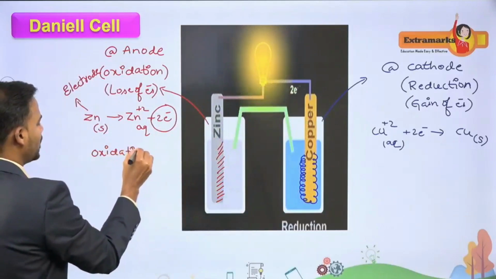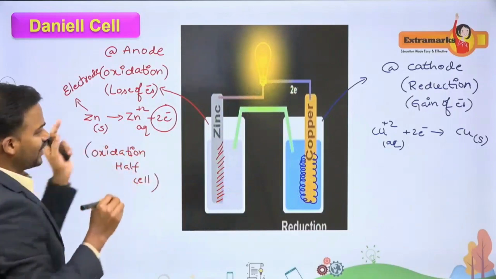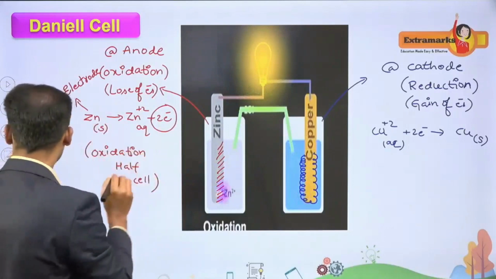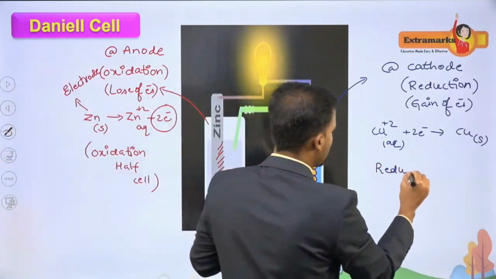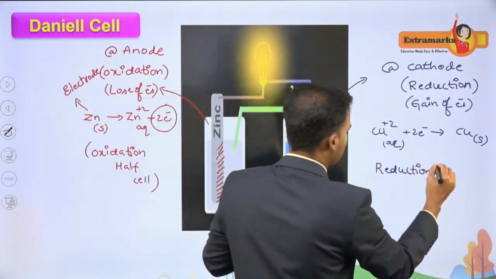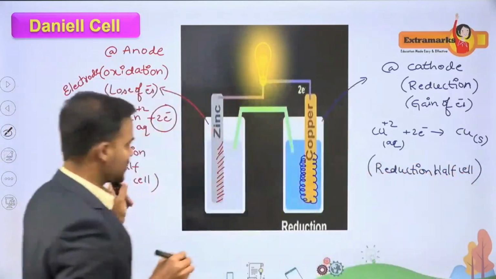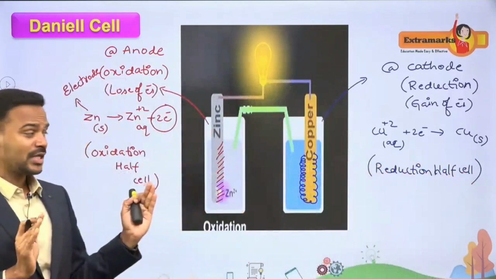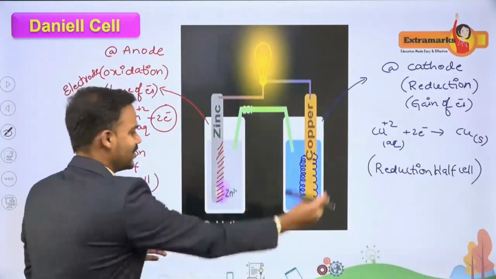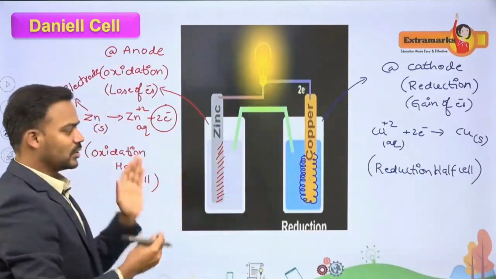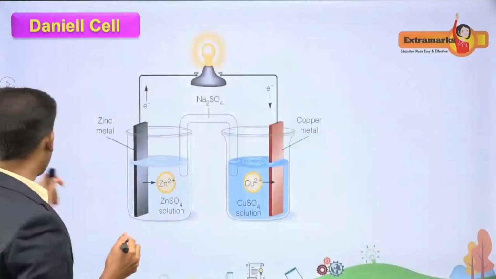Why are we calling it a half cell? Because when we combine this together, we will get a redox reaction. I'll show you that. So this is the oxidation half cell, and this is the reduction half cell. Why do we call them half cells? Because when we combine them, the oxidation happening here and the reduction happening here, together they will give you a redox reaction. I'll show you. Suppose I write down both the reactions together.